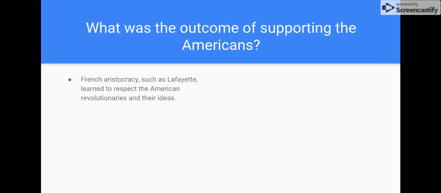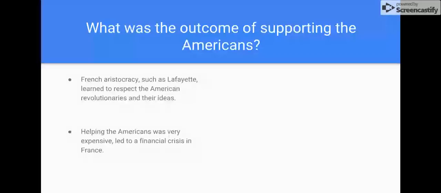So Lafayette plays an important role. He's an important military figure. He's a very good military strategist. He comes up with a lot of strategies that end up helping the Americans win in battles. And he starts picking up these ideas of revolting against the king, of the people having a say. And he really takes to those Enlightenment ideas and those American revolutionary ideas, which he then takes back to France. Helping the Americans was very expensive and led to a financial crisis in France.